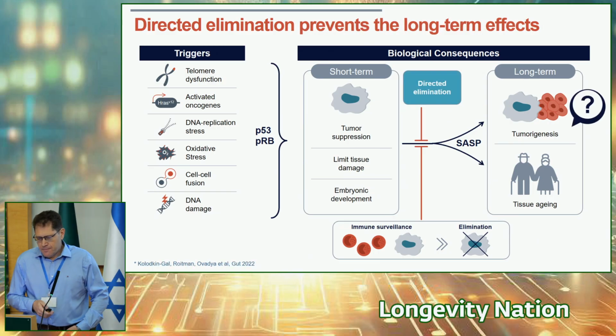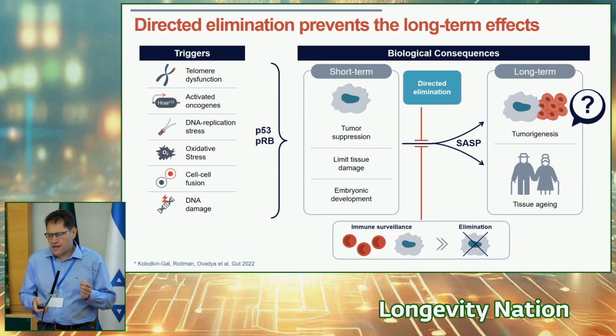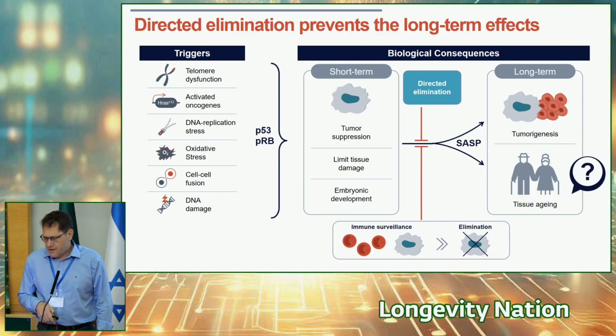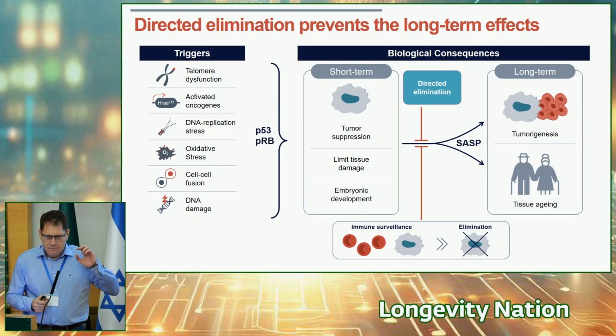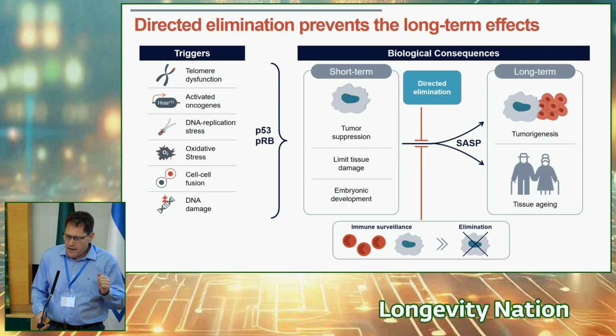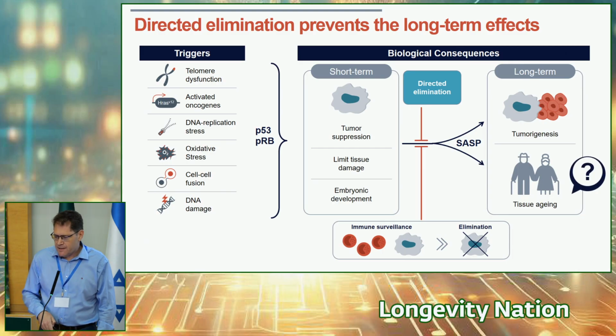So with these tools and this understanding in hand, we can ask what is the role of senescent cells in tumorigenesis and in tissue aging. Specifically for the tumorigenesis part, we have identified, in a model of pancreatic cancer, that elimination of senescent cells from premalignant lesions actually limits development of pancreatic cancer.